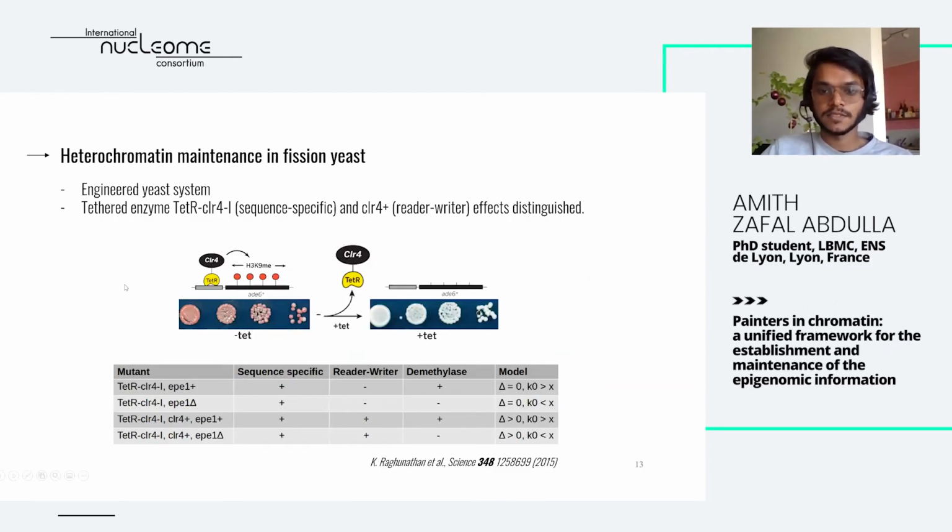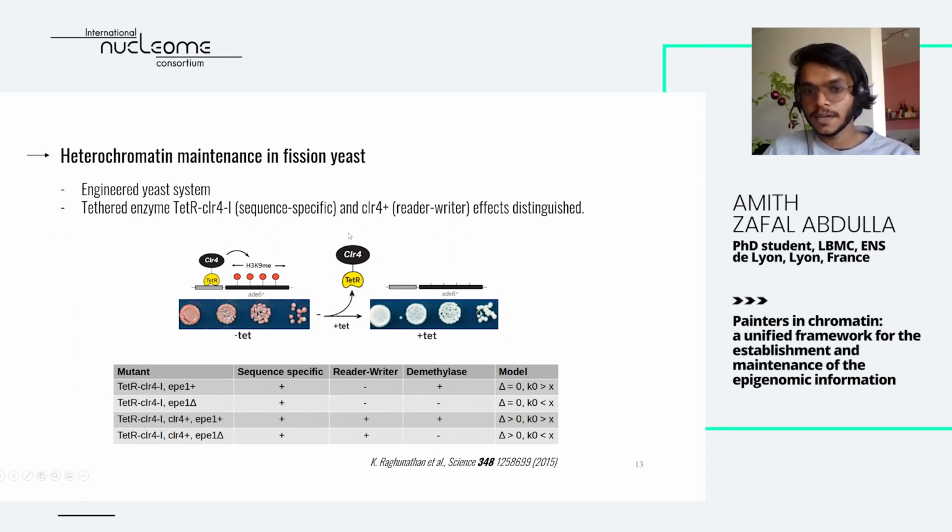So here we'll consider a study which was done a few years back in an engineered yeast system. They were trying to decouple the sequence specific and reader-writer effects. The system was that they have CLR4, a methyltransferase, tethered to a particular location, and it deposits methylation marks in the gene, and then you have a repressive state and a specific red phenotype for that. When they add tetracycline, the sequence-specific enzyme unbinds, just like in our epigenetic memory assay, where the enzyme unbinds.